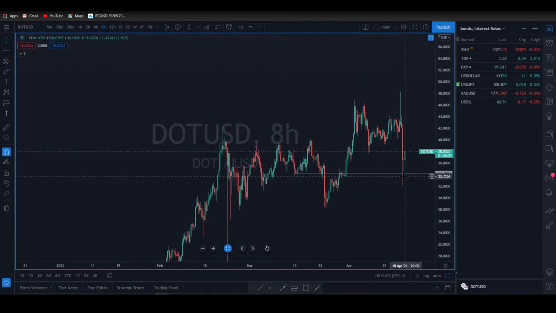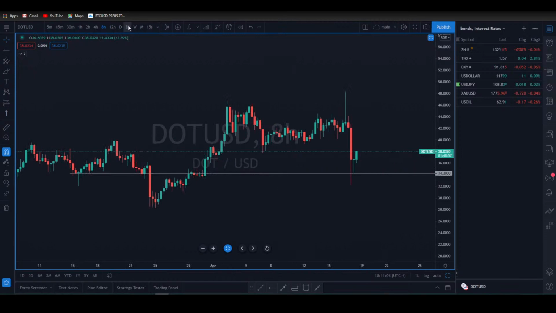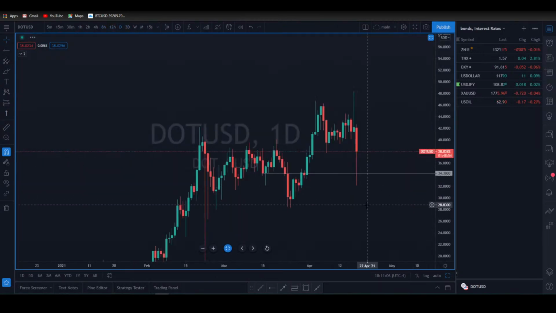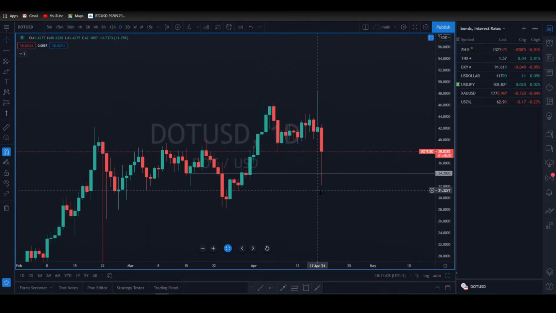Yeah, it's having a pretty bad day. The daily, please. Thank you. Yeah, you tested support at 34.30. This was your area. This is an old level, but you can see that it coincides nicely with this new one.